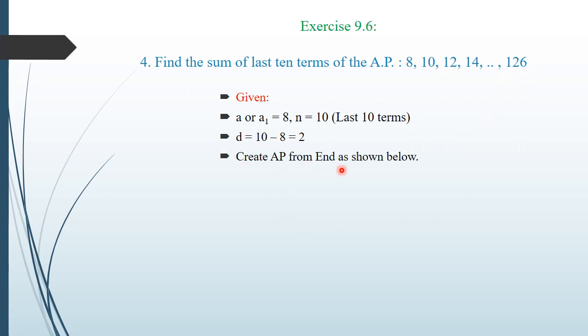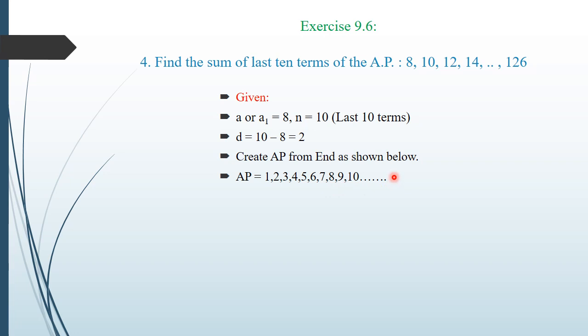In order to create an AP from the end, suppose there is an example AP where we have 1, 2, 3, 4, 5, 6, 7, 8, 9, 10. These are the 10 terms present in this AP. Now you can see the common difference of this AP is 1. That is, if I add 1 to the first term, I will get the second term. When I add 1 to the second term, I will get the third term, and so on.